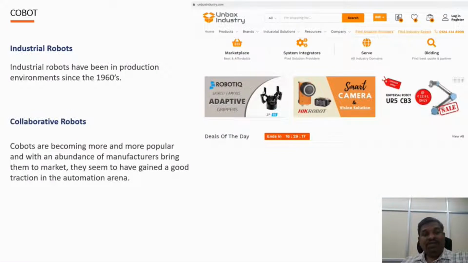Before going to that, let us have an overview of what industrial robots and cobots are. Industrial robots have been deployed since the 1960s itself, but collaborative robots have now become more popular, and more manufacturers are bringing them to market. They are gaining ground in the automation arena.